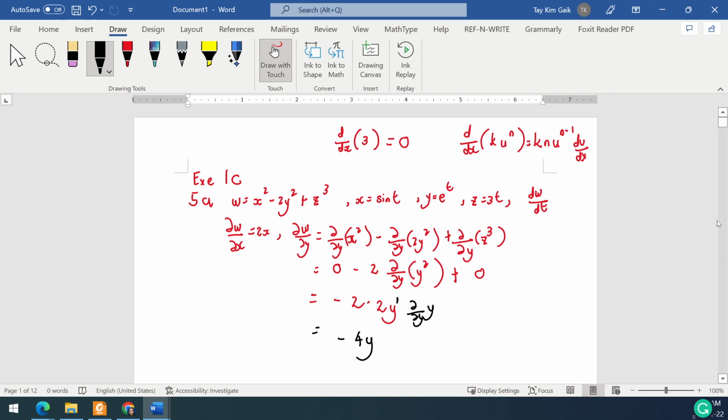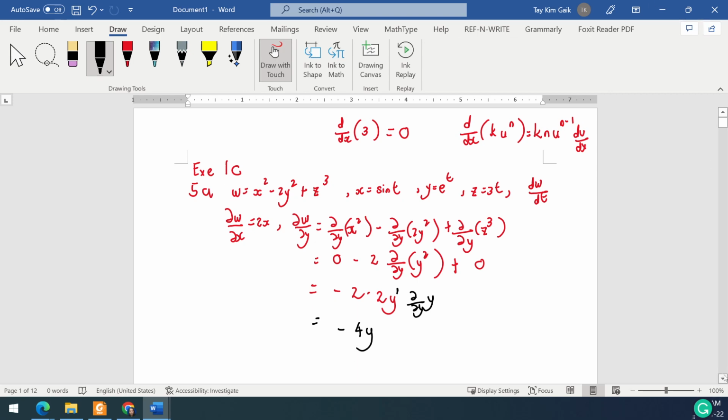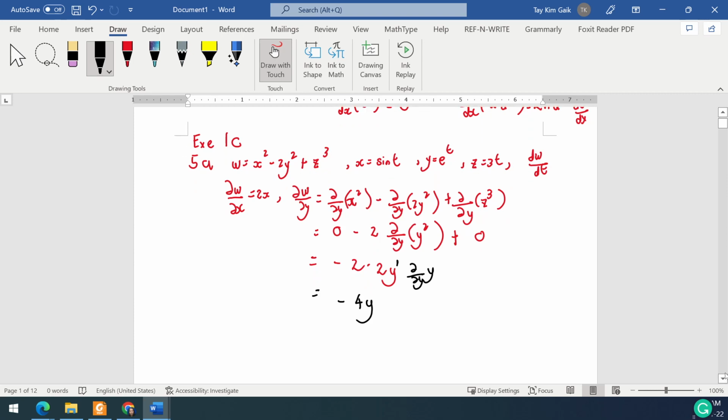If you can do differentiation, partial differentiation is even easier, and this is all the linear term, so quickly you can get the answer.